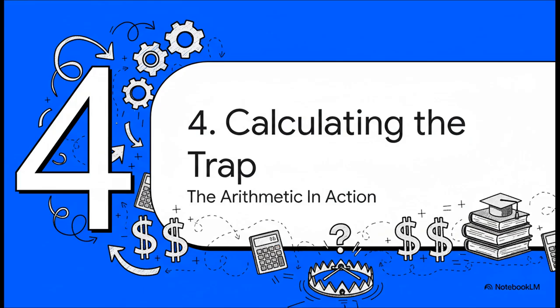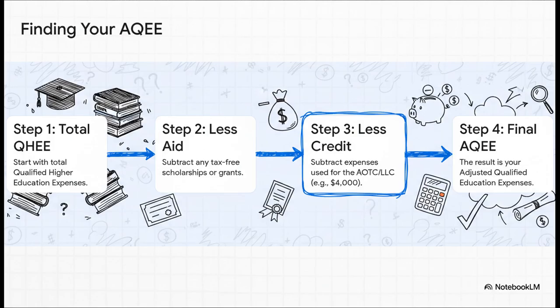Let's walk through the math step by step to see how a totally well-meaning family just trying to do the logical thing walks right into this trap. The calculation really has four main steps.